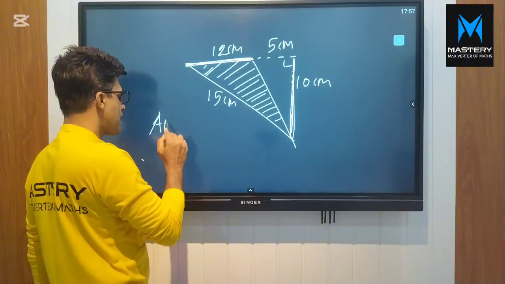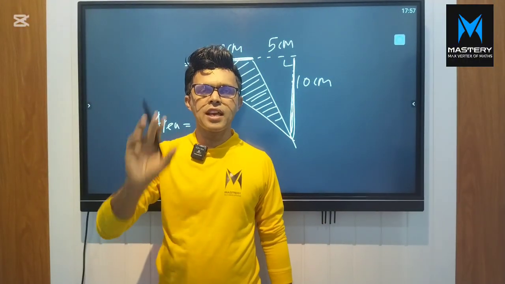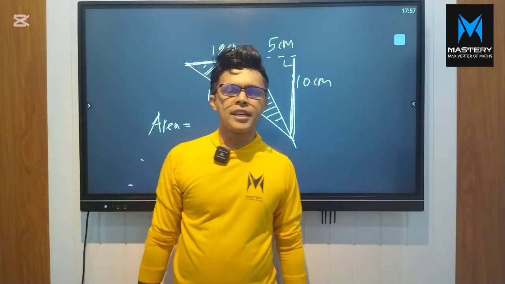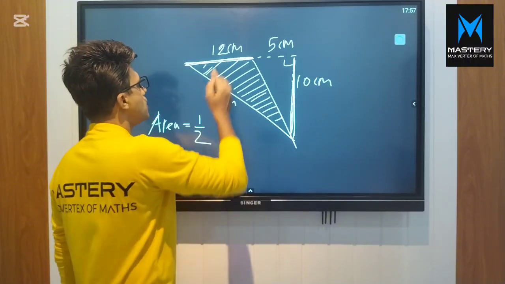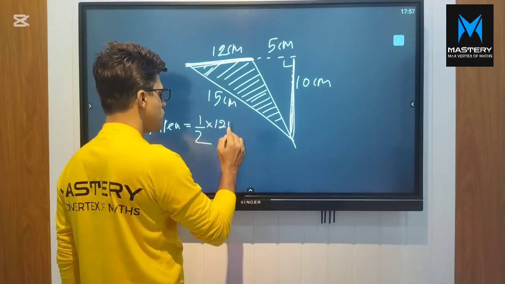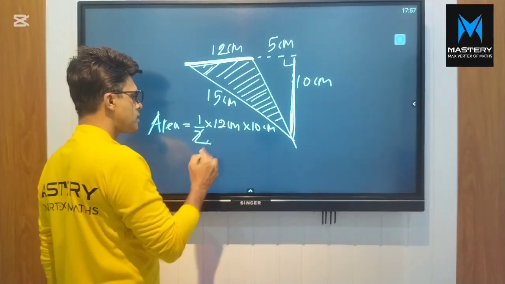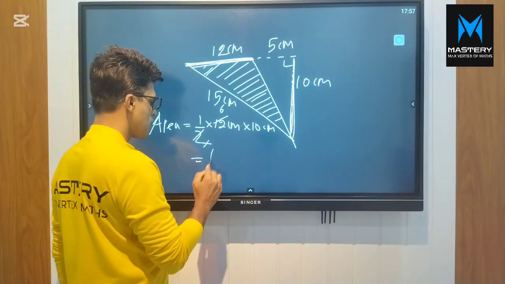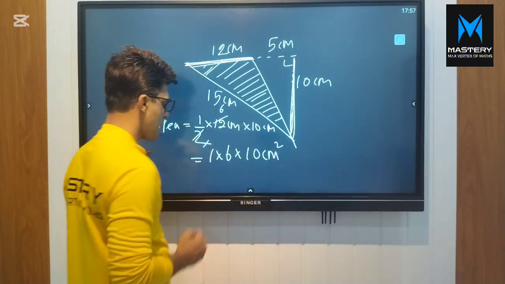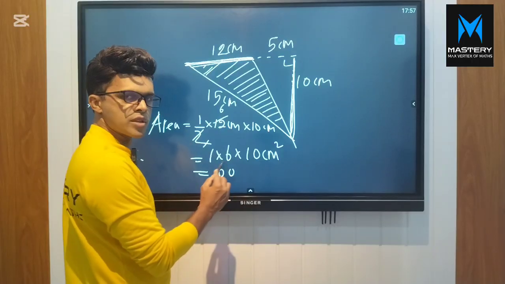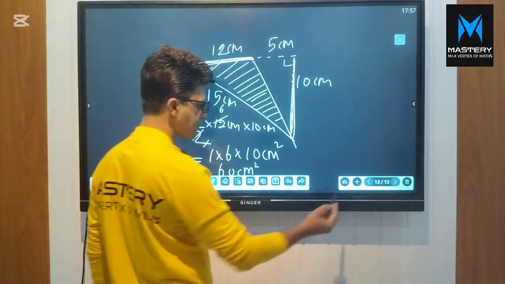Then the area of this triangle, unless you can remember the way of obtaining the area of a triangle, now remember this, right? Area equals half into base, 12 cm, into height, 10 cm. Now simplify that. 1 into 6, into 10, cm into cm, cm square. 6 times 10 is 60. So 60 cm square is the area of this triangle.